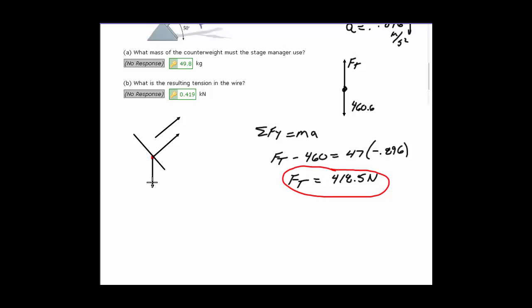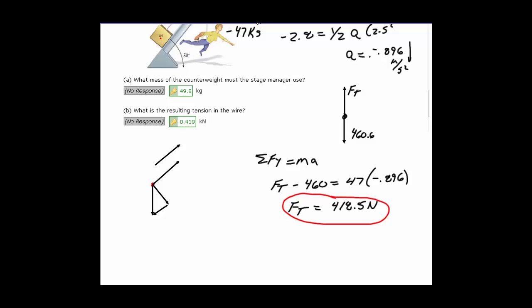So I'm going to break this one into its components. Its components are going to look like this, and then back down like this. Now the angle, if this is 50 degrees, this angle here has got to also be 50 degrees. We could label this as mg. This one here would be mg times the cosine of 50. This would be mg times the sine of 50.